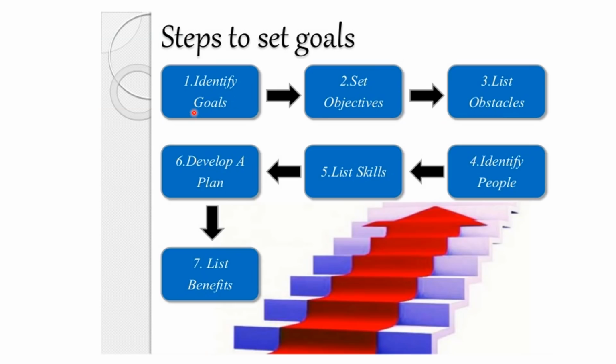Goal setting has some steps. Now let us see in detail what these steps are. The first step of goal setting is identifying the goals. By identifying the goals here, we mean the long-term goal, the big dream you have. For example, let us say you want to become a doctor. So this is your long-term goal. Now, once you identify your long-term goal, you have to set objectives. This is your second step. When we say set objectives, it means this long-term goal you have to split into short-term goals.